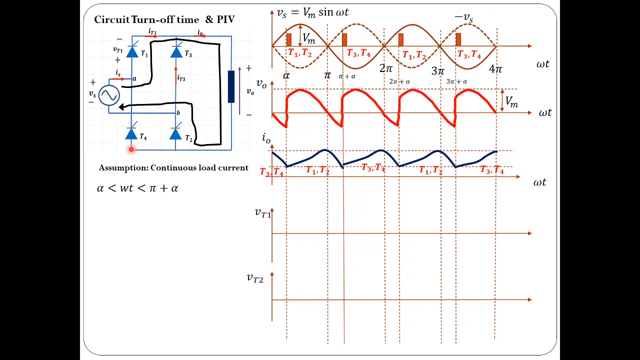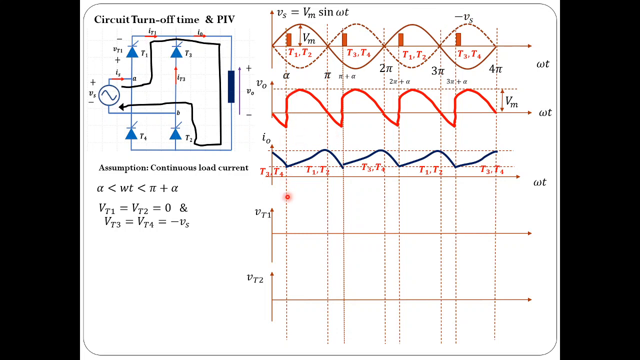Coming to T4, same thing. For T4 also, the cathode voltage is the same as the terminal A voltage, and the anode voltage would be the same as B voltage because it is shorted. So the voltage at the anode terminal of T4 is the same as B. So the voltage across thyristors 3 and 4 are both equal, and that is equal to VBA. So during this period, VT1 and VT2 are going to be 0, and VT3 and VT4 are going to be the same as VBA, which is the same as minus VS.